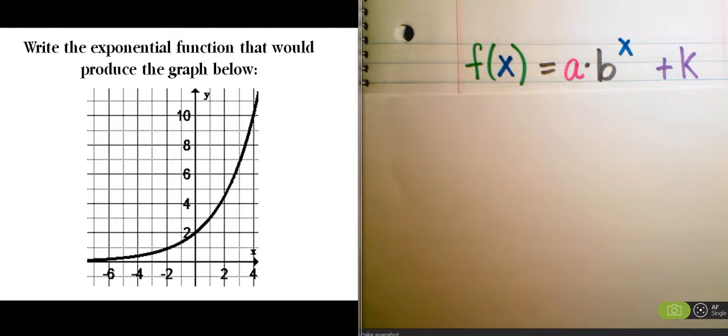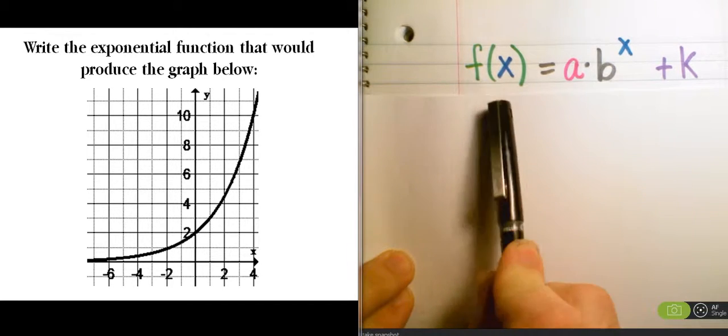Write the exponential function that would produce the graph below. So looking at the graph that's given to us, the first observation I notice is that it's exponential growth. How do I know that? I know that because when I read it from left to right, the graph is increasing.